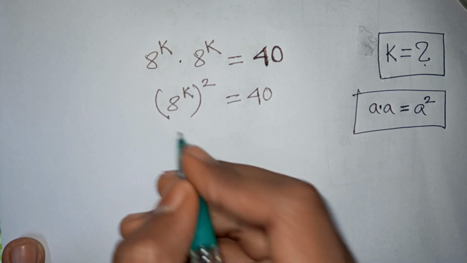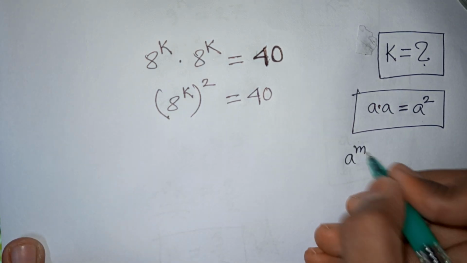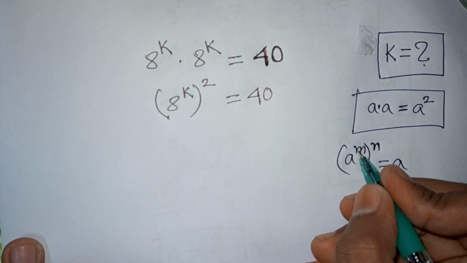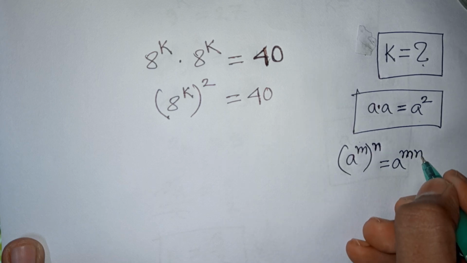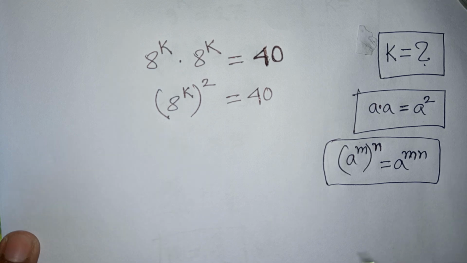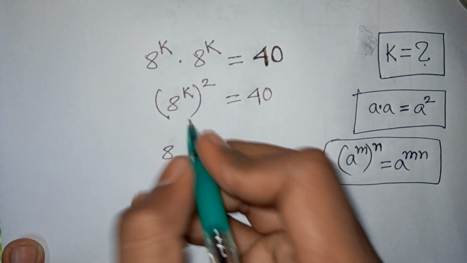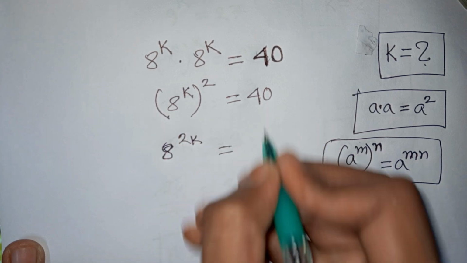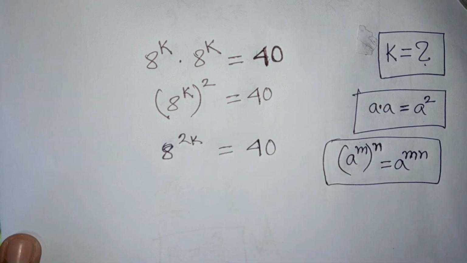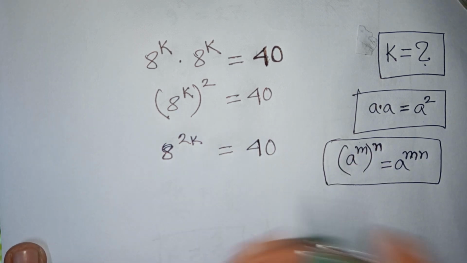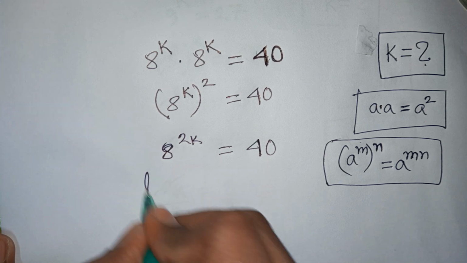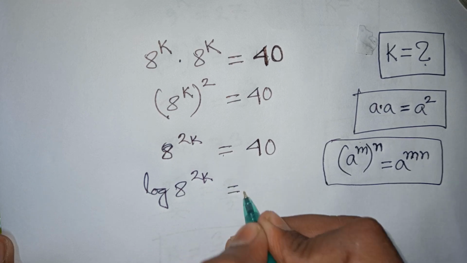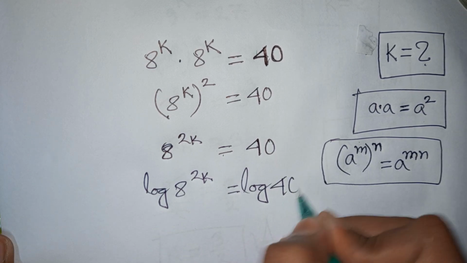Now, here we apply this exponential rule that a power m bracket power n is equal to a power of m times n, that means mn. So according to this formula, it will be 8 power of k times 2, that means 2k is equal to 40. In the next step, we apply log on both sides. So I can write here log of 8 power 2k is equal to log of 40.